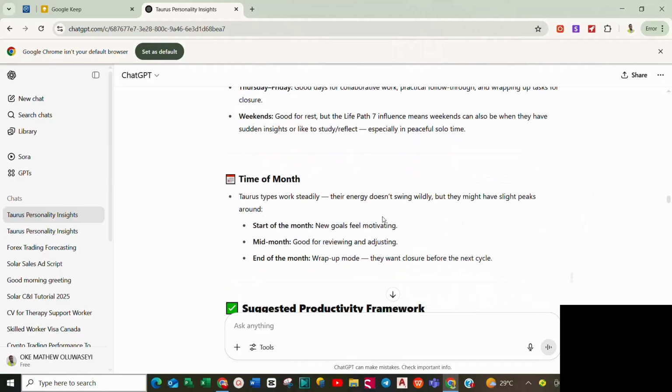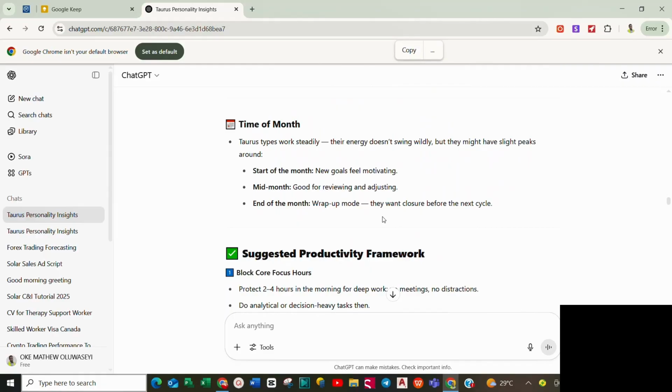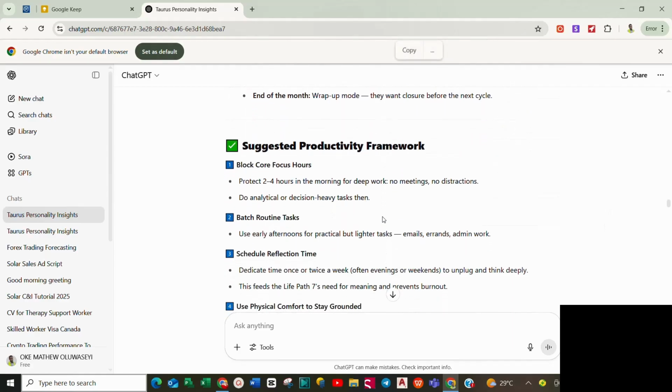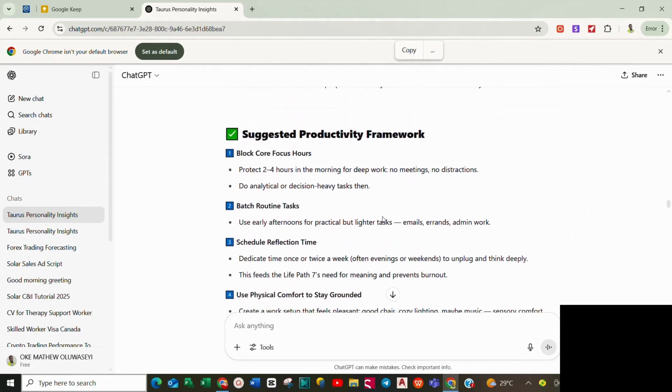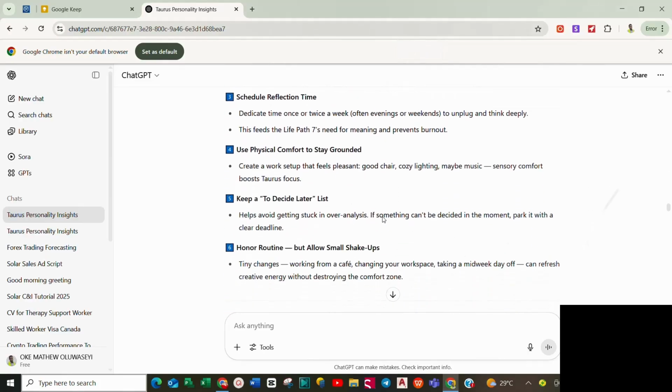And then in the month, they start the month with new goals, which makes them feel motivated. Mid-month they review what they started with in the early month, and then at the end of the month they try to wrap things up. These are just the core suggestions for a productive framework for such persons.